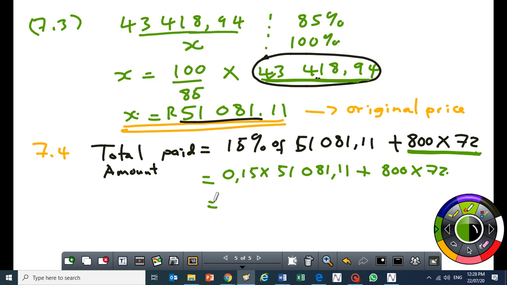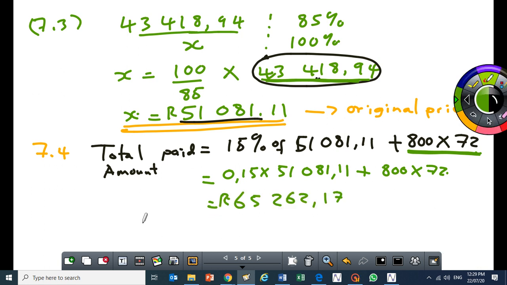So if you simplify that, what's the total? 17 cents. He's going to spend 65,262 rand and 17 cents in order to pay off the car. So at the end of the 6th year, you would have spent that much. So that's how we do the question.